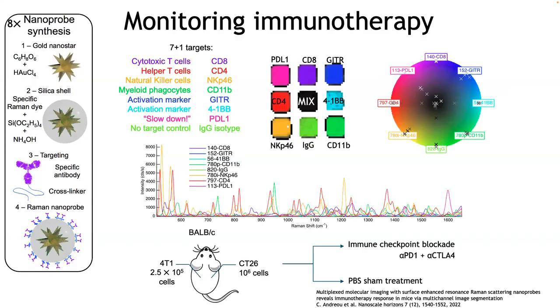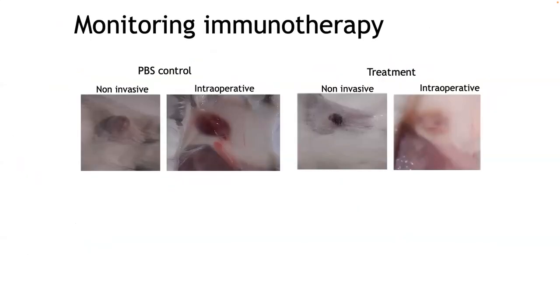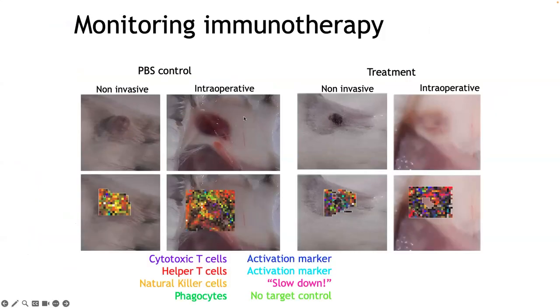We developed a mouse model with 2 different tumors. Half of them got immunotherapy, half of them were not treated. They received sham treatment. And here are some images. We imaged through the skin in a non-invasive setting, in the intraoperative setting. We did quick scans, and these are the complicated images that we can get. We see that there is a difference in the colors. This one has more yellows and reds. This one has more blues and purples.